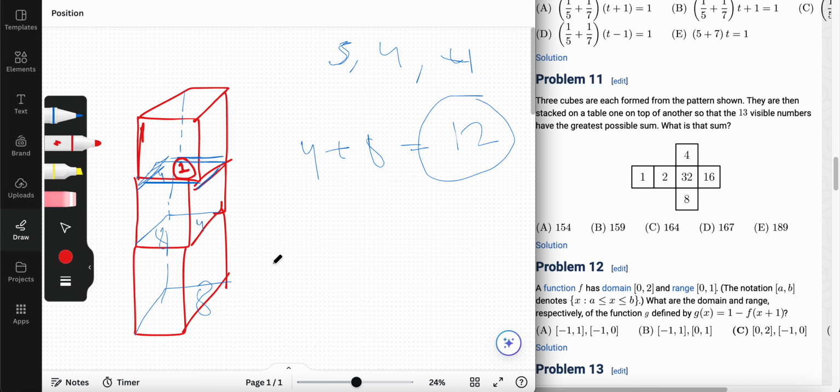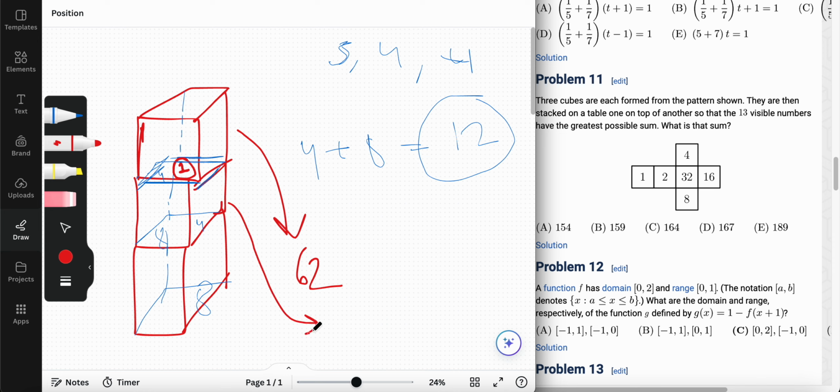Now let's do the sum. So for the top cube, the sum would just be everything except for 1. So 2 plus 4 is 6, plus 8 is 14, plus 16 is 30, plus 32 is 62.